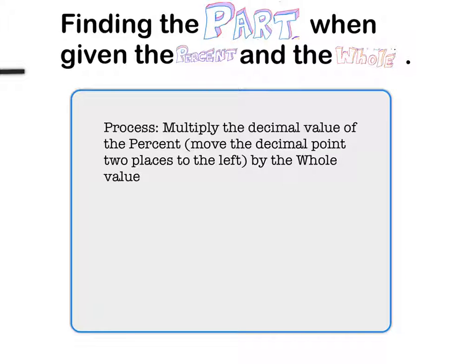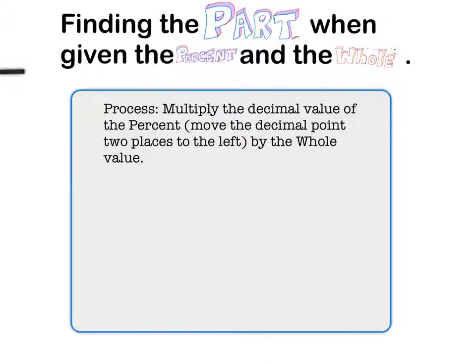We're going to multiply the decimal value of the percent by the whole value. By whole value means the bottom. So you can have that down, but this is all you'll need to do. Multiply the decimal value of the percent, which means you're going to move the decimal point 2 places to the left, by the whole value.